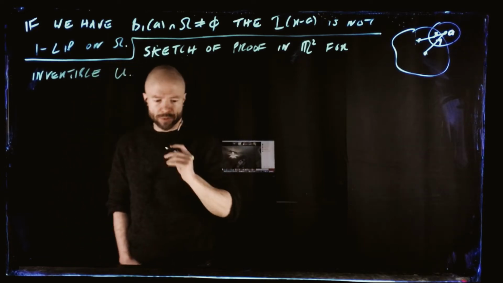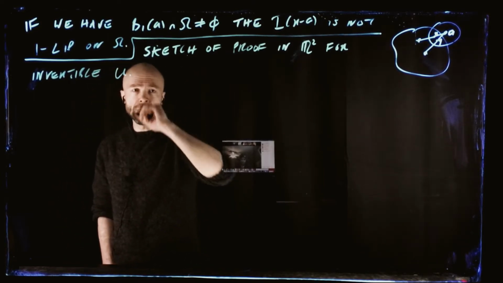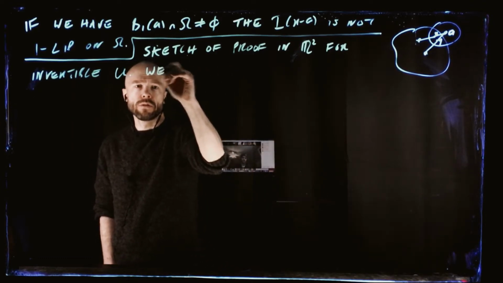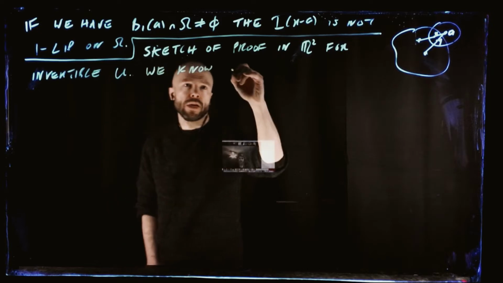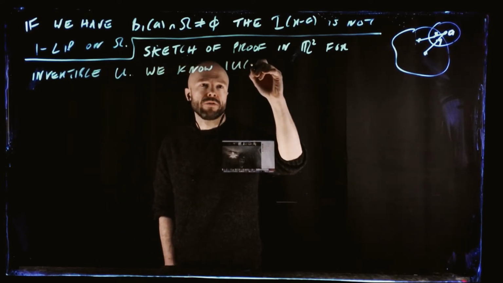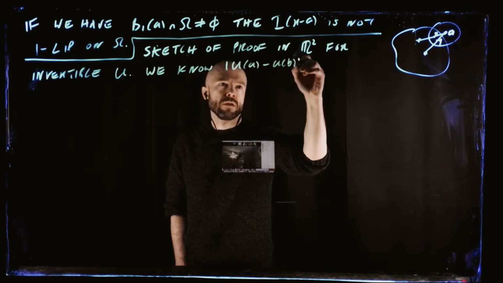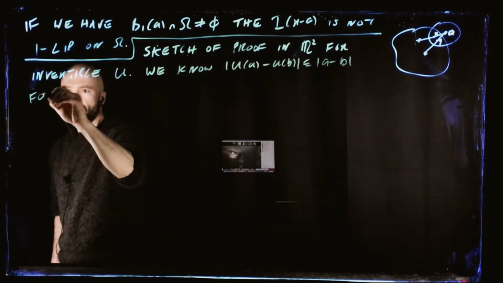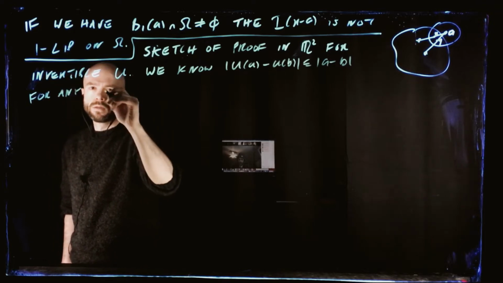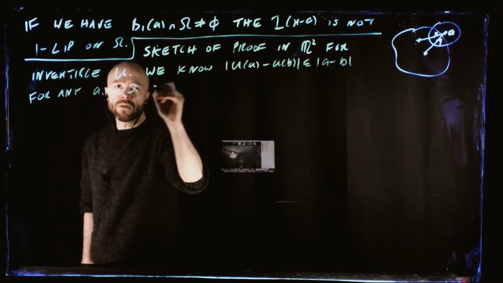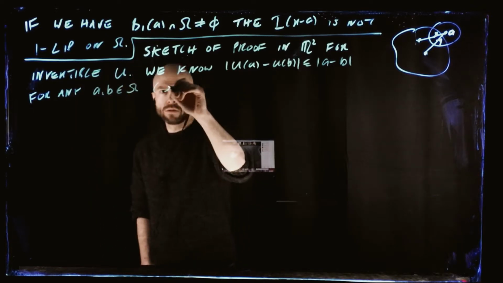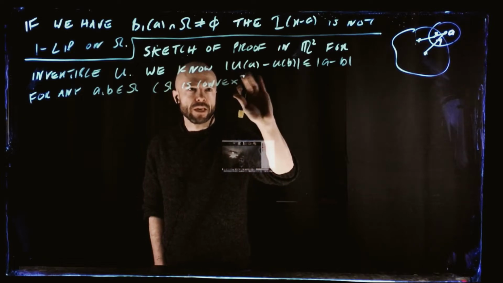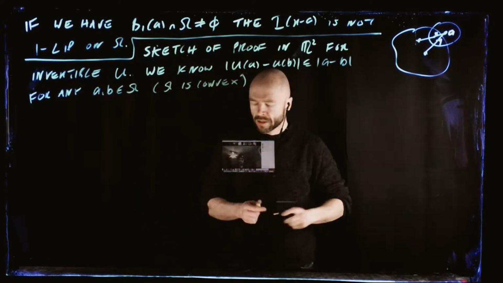Okay, so how would we do this? Well, we've already learned that it is 1 Lipschitz, right? So we know that the norm of U of A minus U of B is less than or equal to the norm of A minus B for any A, B inside omega. Again, we're going to assume omega is convex, so then the line segment connecting A to B is still inside omega.